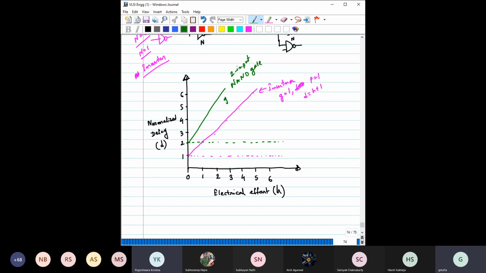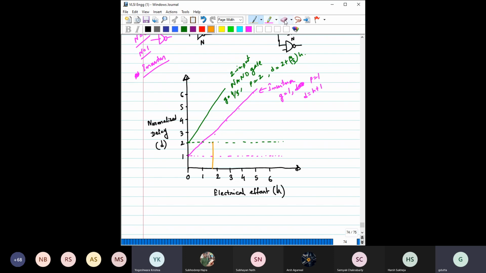For a 2 input NAND gate, here the G value is equal to 4/3, P is equal to 2, and that makes D equal to 2 plus 4/3 H. Right? Then if you want to find, at any moment, what is the parasitic delay and what is the effort delay, say for this case, right?